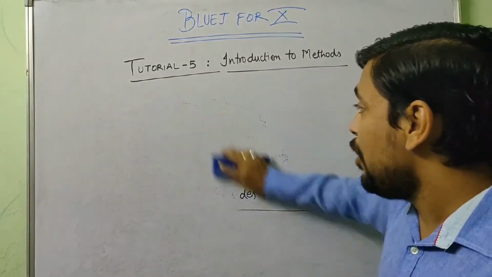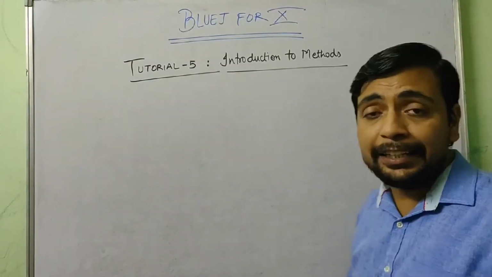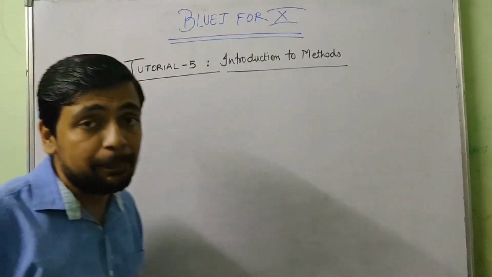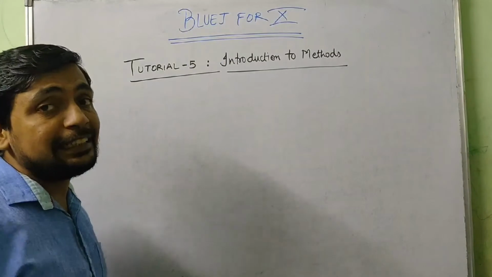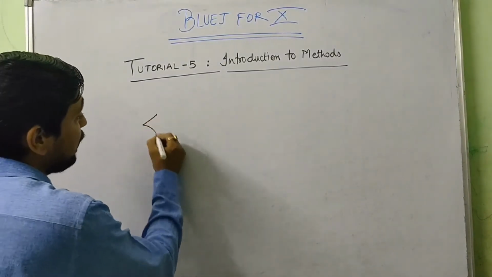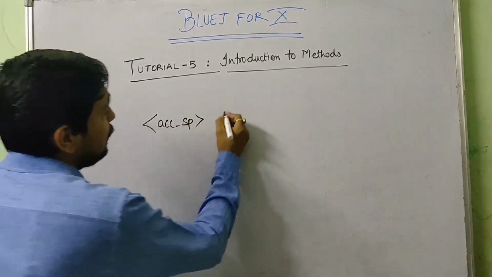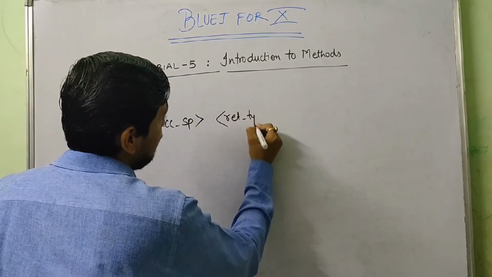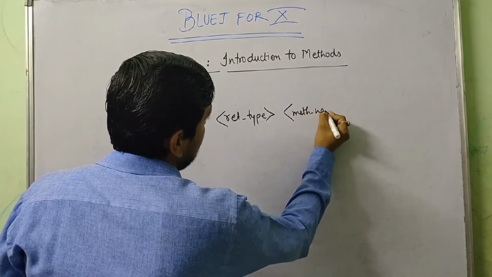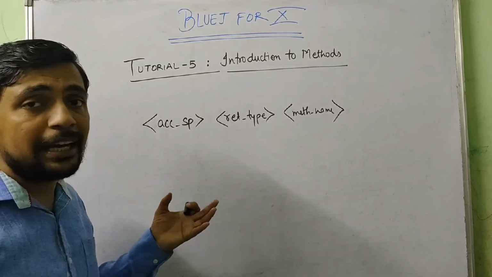Now the next question is, what is the syntax of a method? There are different types of methods that we can create, and in our next tutorial we are going to talk about those different types of methods, of course with an example. But before that, let's see the syntax to define a method. The general syntax is: the first thing we specify is the access specifier, then the return type, then we mention the method name. Whatever I am writing within these angular brackets are actually placeholders.